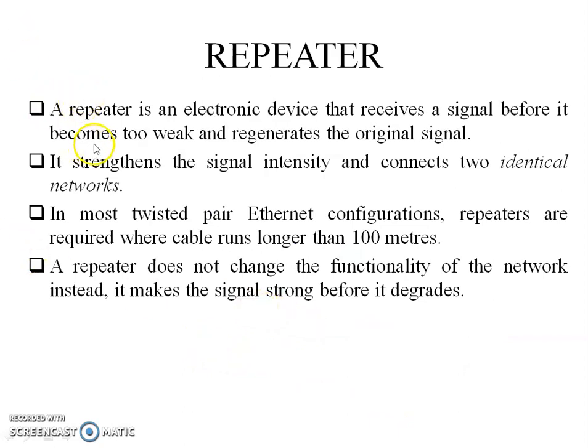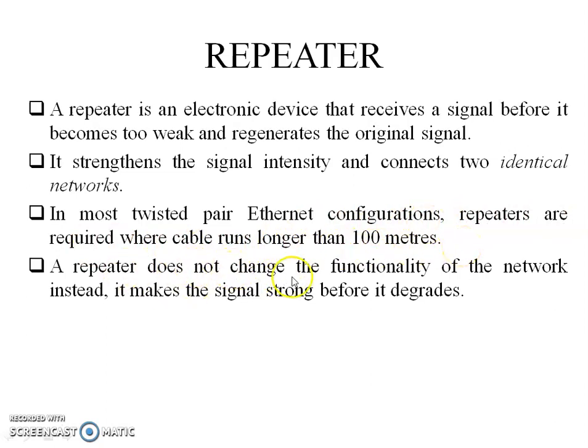Whenever we transmit data over a long range, our signals get degenerated. So in order to regenerate the signals, we need a device called repeater. Repeater is an electronic device that receives a signal before it becomes too weak and regenerates the original signal. It strengthens the signal intensity and connects two identical networks. In most twisted pair Ethernet configurations, repeaters are required where cable runs longer than 100 meters.